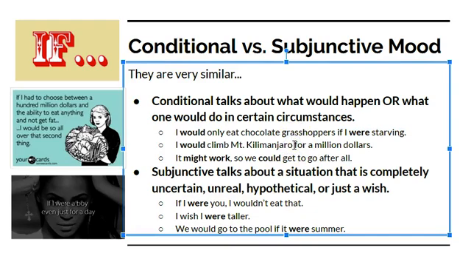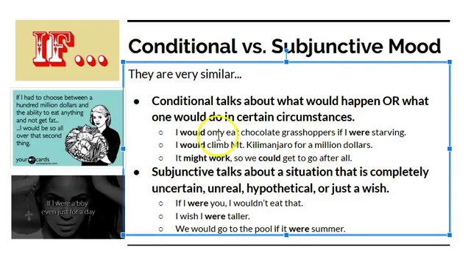Or here's another hypothetical situation or condition being set, but it doesn't have the word "if." For $1 million, yeah, I would climb Mount Kilimanjaro. Makes sense? So it doesn't have to have the word "if," but it's still a hypothetical, plausible situation, and it's still like, under this condition, maybe I would do this. It might work, so we could get to go after all. So this is plausible and a condition. If it works, we could get to go.